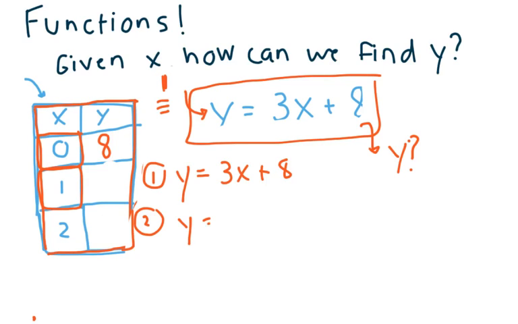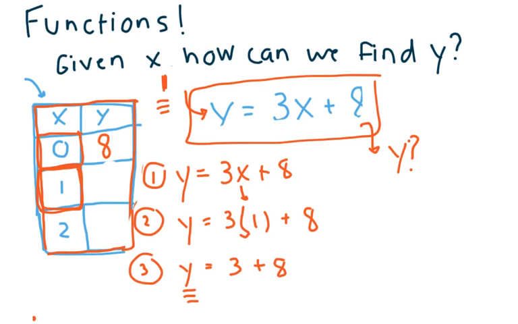So y equals 3 times 1, right? Instead of x, now I'm going to write my input, plus 8. And finally, I'm going to solve for y. What is my output? 3 times 1 is 3, plus 8. So y equals 8, 9, 10, 11. y equals 11. So you're going to work your way through each of the tables on your worksheet.